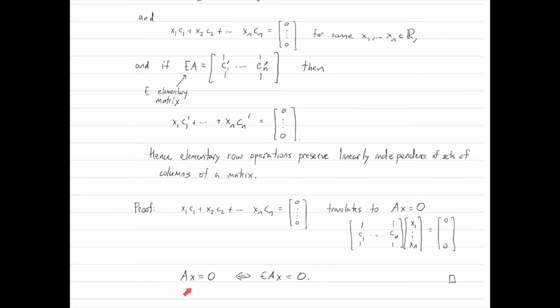And if Ax equals 0, then multiplying both sides of this equation by the elementary matrix E, we get E times Ax equals E times 0, which is 0. And so therefore, we conclude E times Ax equals 0, and that means this equation is true.